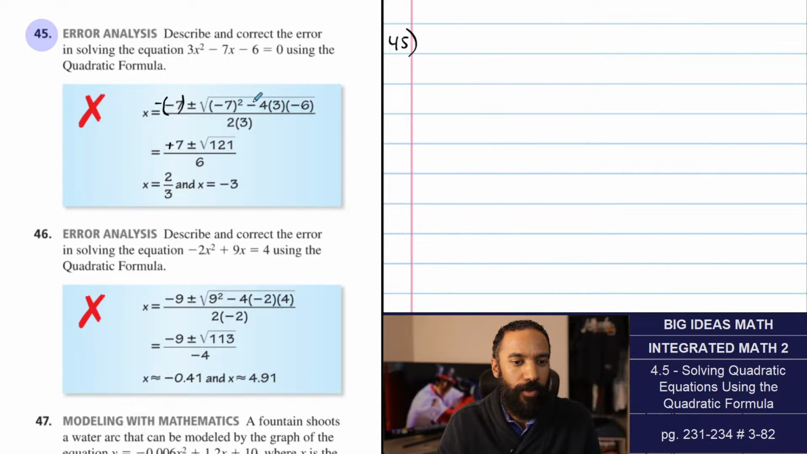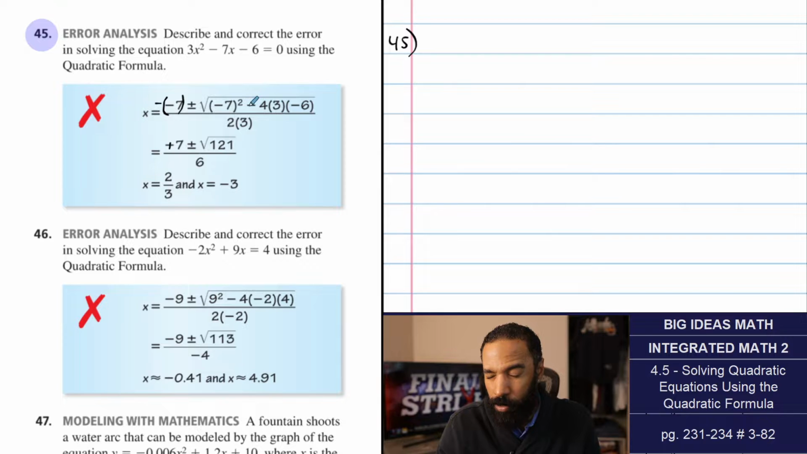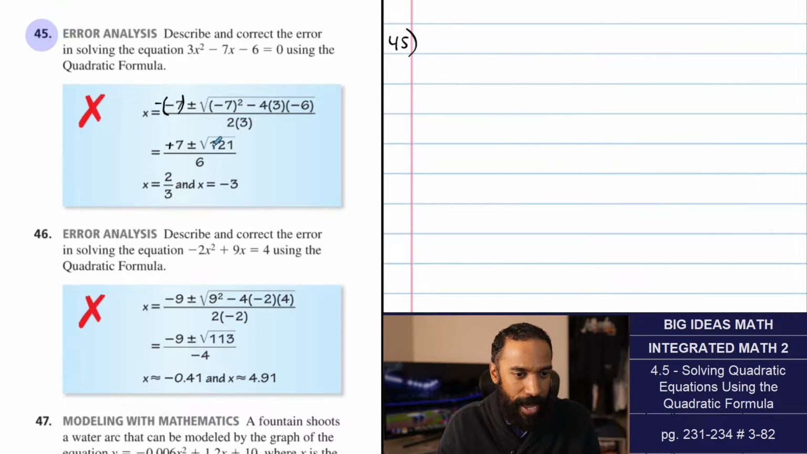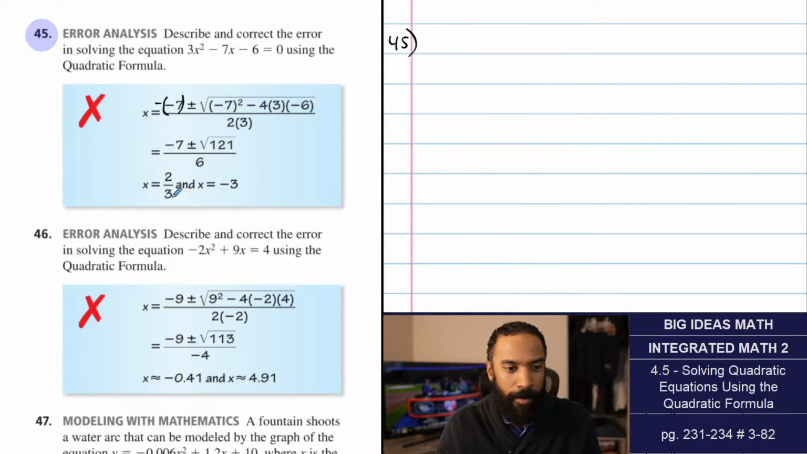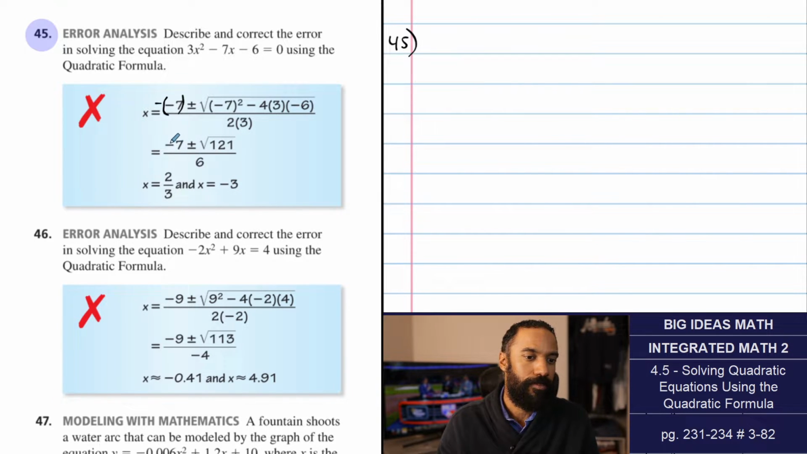Negative 7 squared is 49 minus negative 4 times 3 times negative 6. 12 times 6, 72. 49 plus 72 is 121. That's what they got. And then the plus or minus 11 over 2 times 3. So everything else is good. I'm sure there's only one error. Negative 7 plus 11 is 4. Divided by 6 is 2/3. Negative 7 minus 11 is negative 18. Divided by 6 is negative 3. Okay. The one issue was this guy right here.